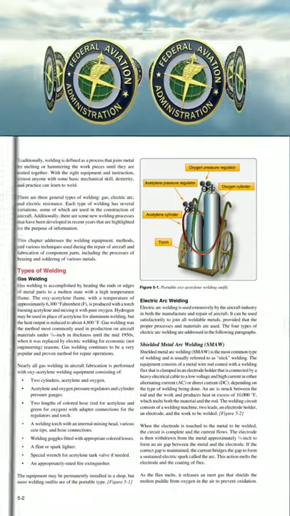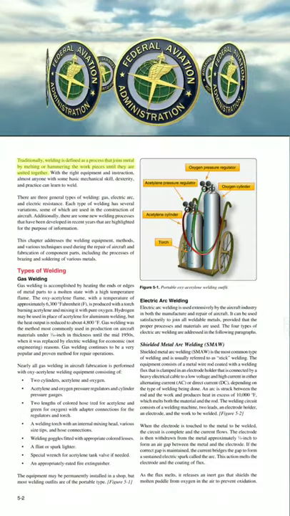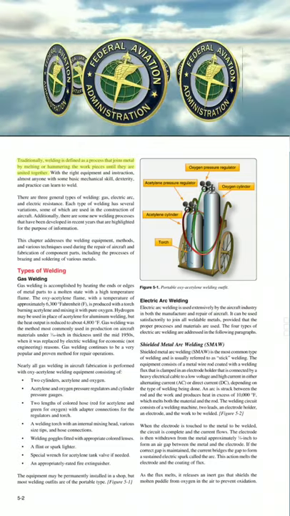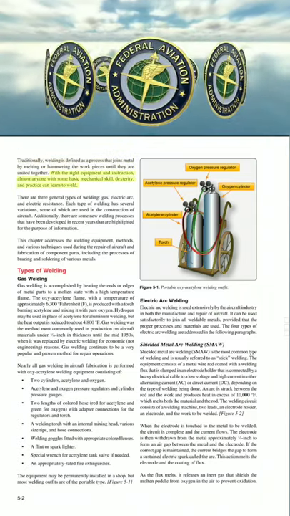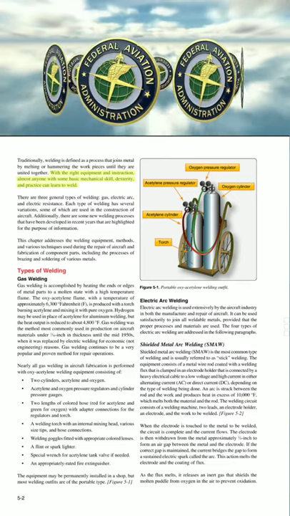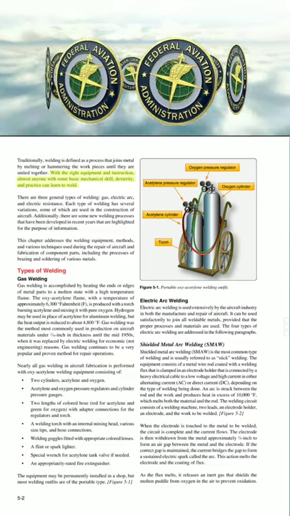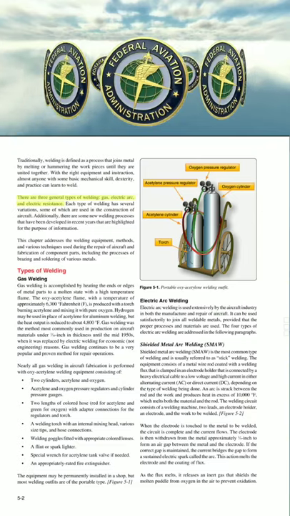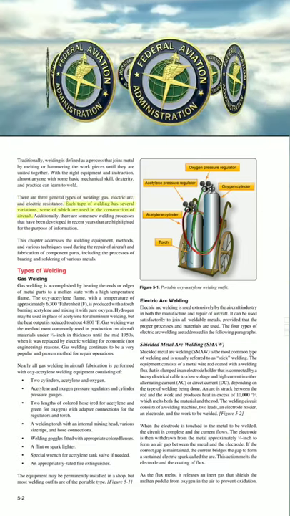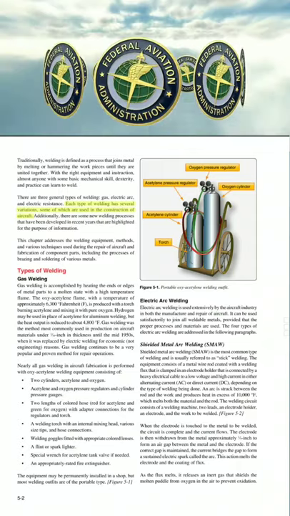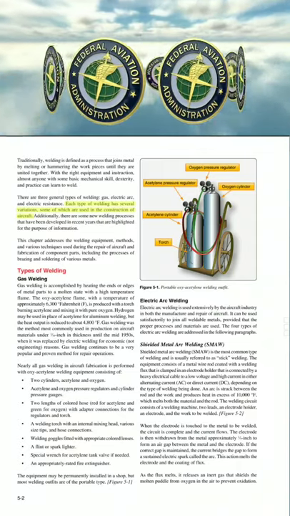5-1. Traditionally, welding is defined as a process that joins metal by melting or hammering the work pieces until they are united together. With the right equipment and instruction, almost anyone with some basic mechanical skill, dexterity, and practice can learn to weld. There are three general types of welding: gas, electric arc, and electric resistance. Each type of welding has several variations, some of which are used in the construction of aircraft.